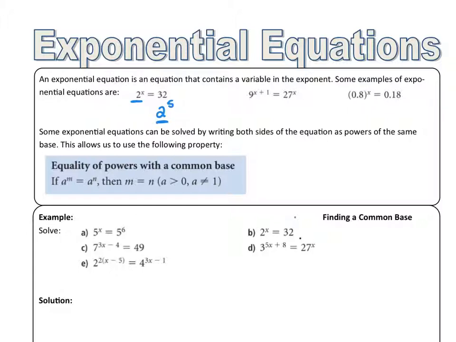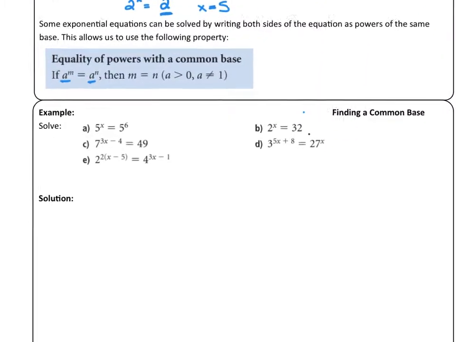Which then means that if a to the m is equal to a to the n, where the bases are the same, then m must be equal to n, so m and n are the same. So in this case up here, if it's 2 to the x equals 32, which is 2 to the 5, then I can say that x must be equal to 5. We're going to do a couple different examples of finding a common base and solving for different examples, and we're going to start really easy and do something a little bit more difficult, and you'll see how we do that. So I'm going to move the page down.